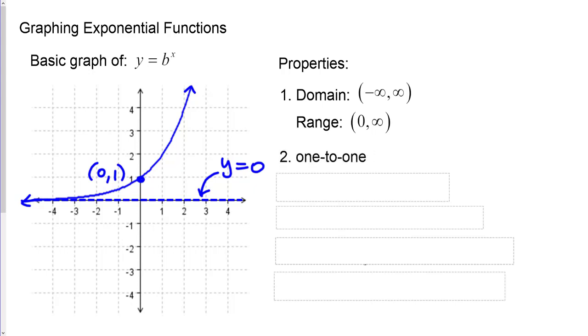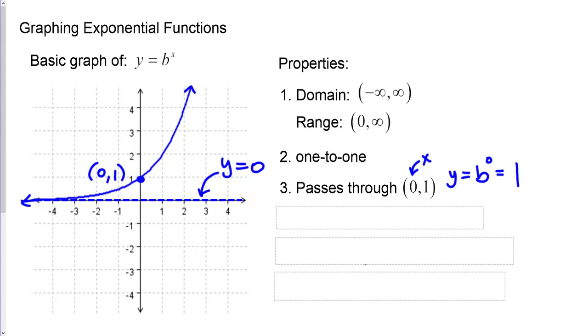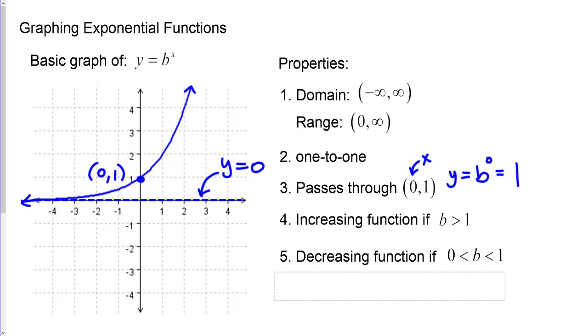It is 1 to 1. It will pass both a horizontal and vertical line test. And it passes through the point 0, 1. The reason is, if you plug in x equals 0 into your function, no matter what your base is, anything to the 0th power is equal to 1. So that property is coming through here, and we see that in our graphs. It's an increasing function if your base is greater than 1, and it's a decreasing function if your base is somewhere between 0 and 1.